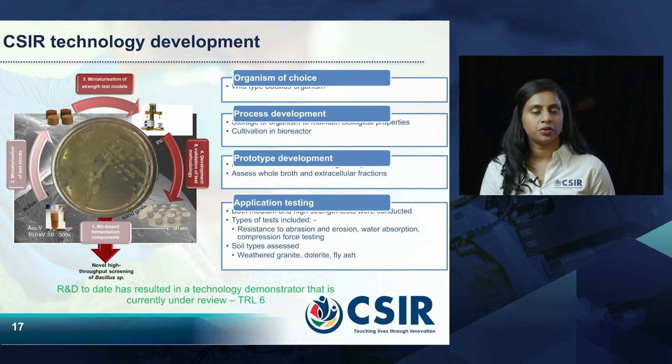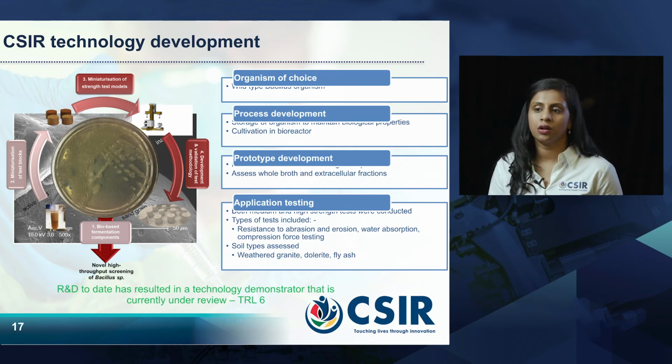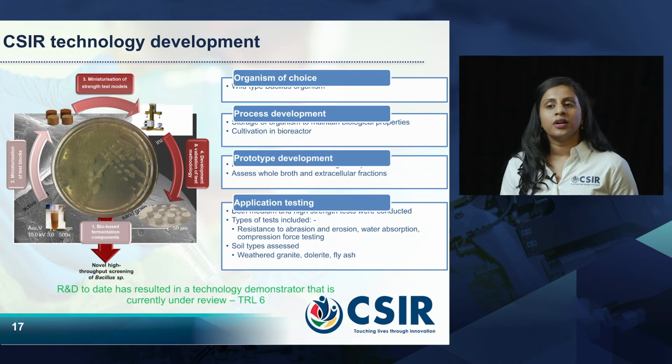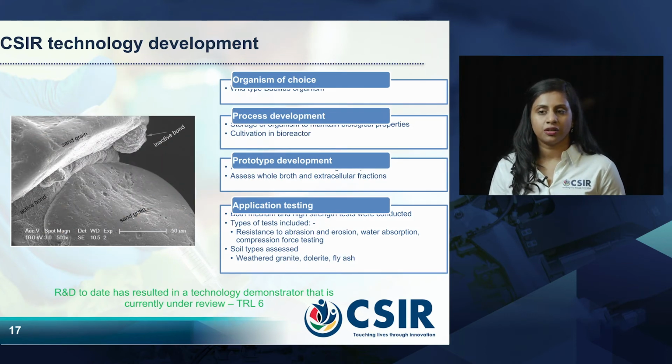The soil types that were assessed include weathered granite, dolerite, and fly ash. Upon assessing the type of interaction of the biopolymer and the soil material, one could see that a bond was formed between two grains of sand.